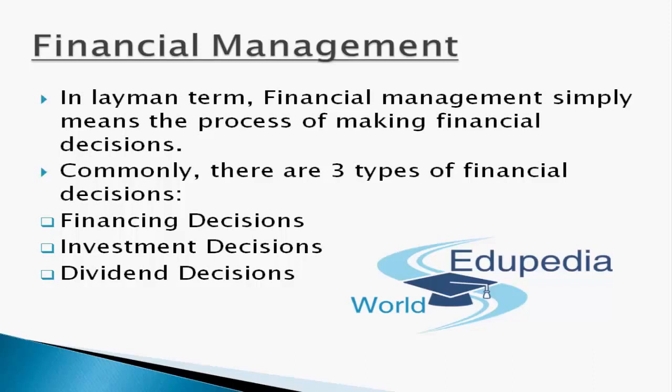This decision relates to a careful selection of assets in which funds will be invested by the firm. A firm has many options to invest its funds, but the firm has to select the most appropriate investment which will bring the maximum benefit to the firm, and selecting the most appropriate proposal is the investment decision. The firm invests funds in acquiring fixed assets as well as current assets. When a decision regarding fixed assets is taken, it is also called a capital budgeting decision.